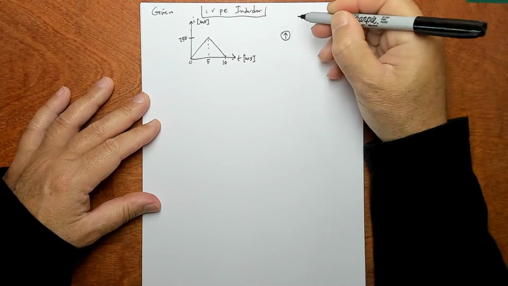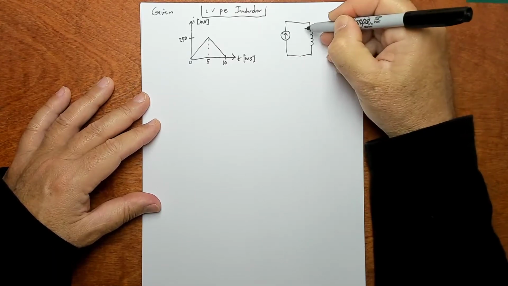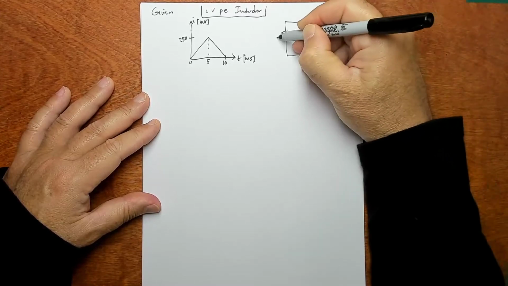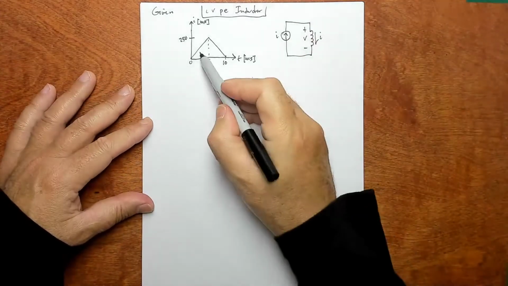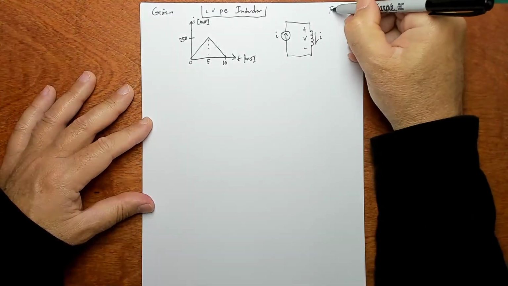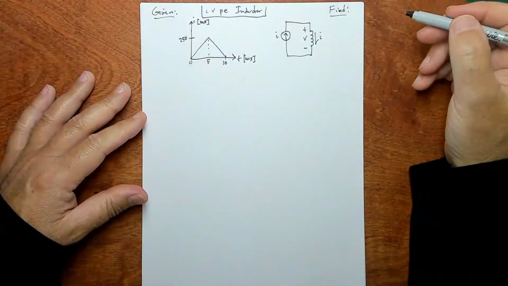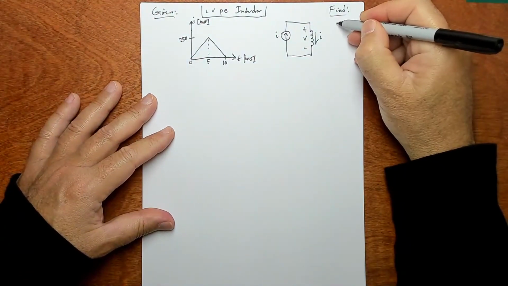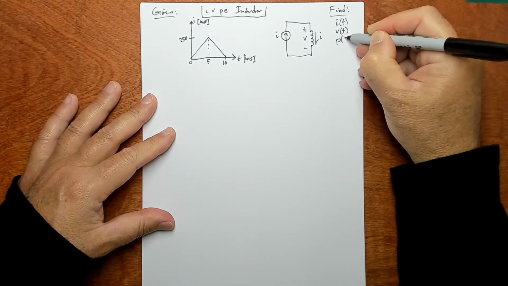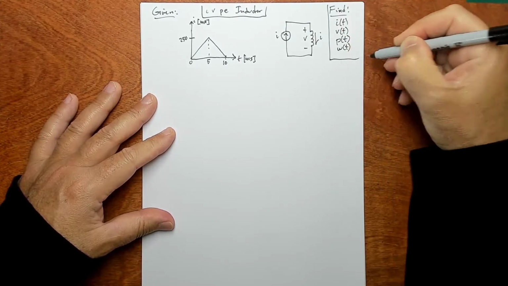So we've got a current source connected to an inductor. So there's going to be a voltage across this inductor with this reference current I. So I is changing over time, and what we're asked to find is basically I of t, V of t, power as a function of time, and the energy as a function of time. What are all of these guys?